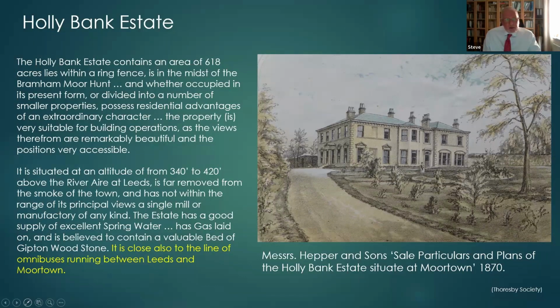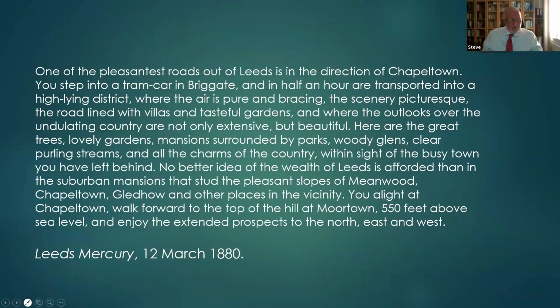Hollybank Estate contains an area of 618 acres in the midst of the Bramham Moor Hunt. And whether occupied in its present form or divided into a number of smaller properties, it possesses residential advantages of an extraordinary character, very suitable for building operations. It is situated at an altitude of 340 to 420 feet above the River Aire at Leeds, and note this, is far removed from the smoke of the town, and has not within the range of its principal views a single mill or manufactory of any kind. It's got excellent spring water, it's got town gas, and is believed to contain a valuable bed of gypsum wood stone. But this is the important line. It is close also to the line of the omnibuses running between Leeds and Moortown. Now, that's 1870. Look what it's described as in 1880.